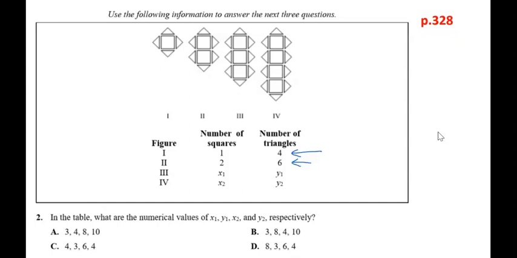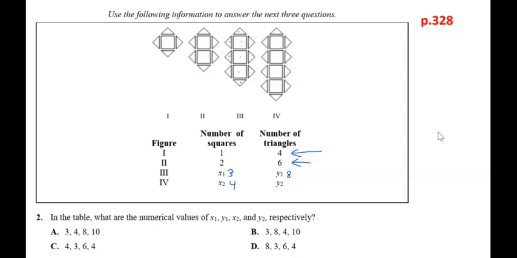So in figure 3, how many squares do we see? Well, we see 1, 2, 3 squares. So I'm going to fill that in right beside x1. And then how many triangles do we have? Well, we have 1, 2, 3, 4, 5, 6, 7, 8. So I'm going to place that in there. And then for figure 4, we have 4 squares.